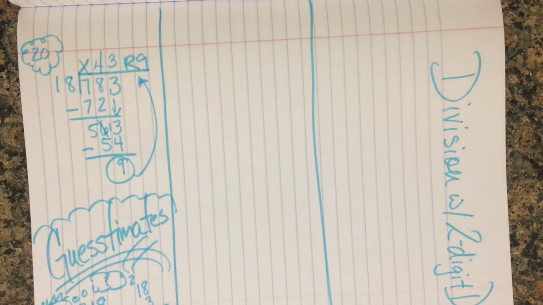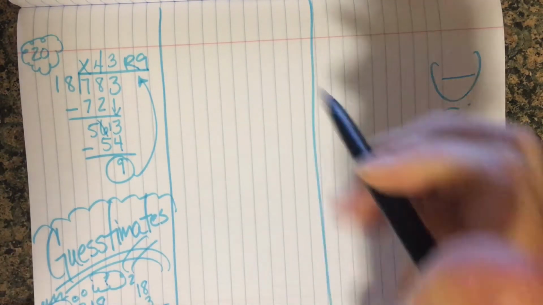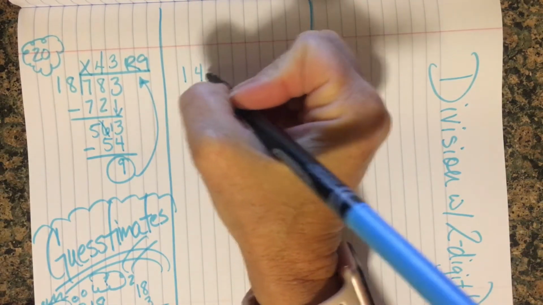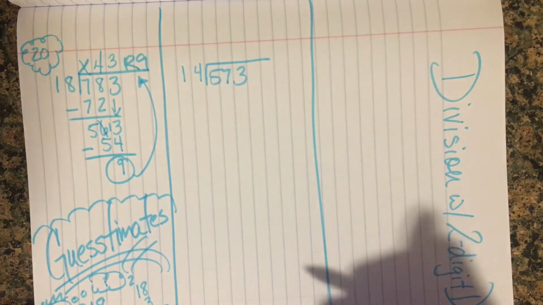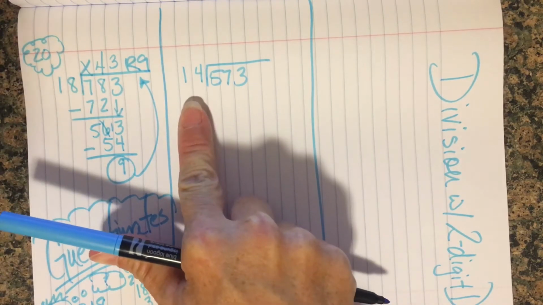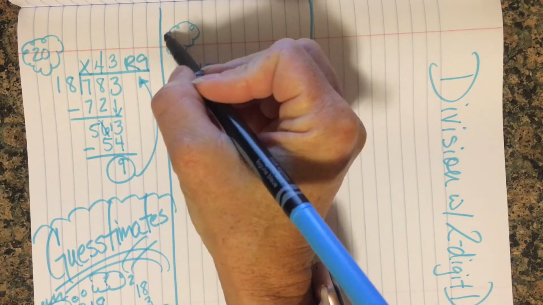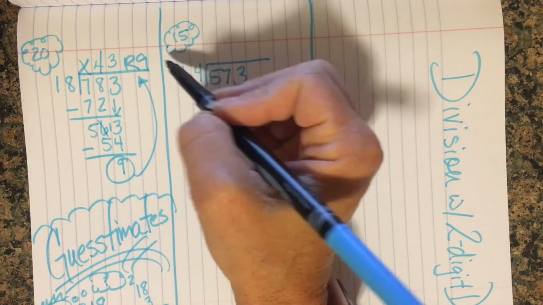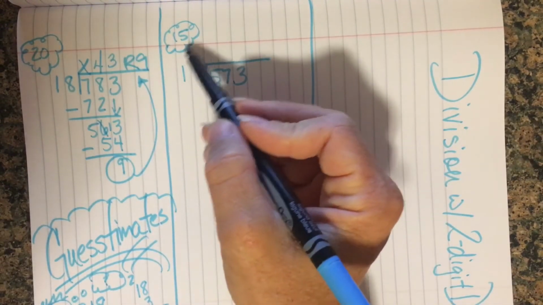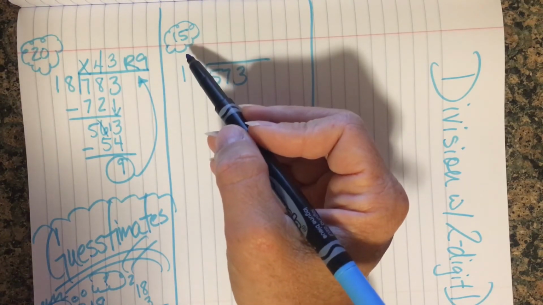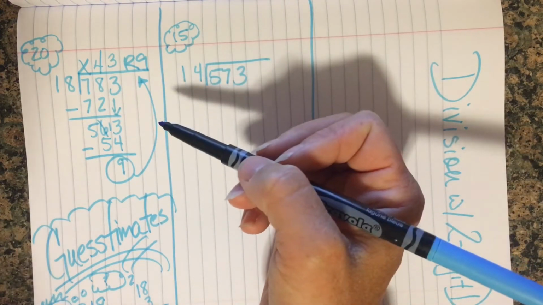I'm going to show you one more before I have you work on your own. I'm going to do this problem, 573 divided by 14. Well, 14 is not really close to 20, but I can double 15 and get 30, and then add another 15 and get 45. Adding 15s isn't that hard, so I'm already thinking 15s right here. If I want to see how many times 15 can go into 60, I'm already thinking 4.